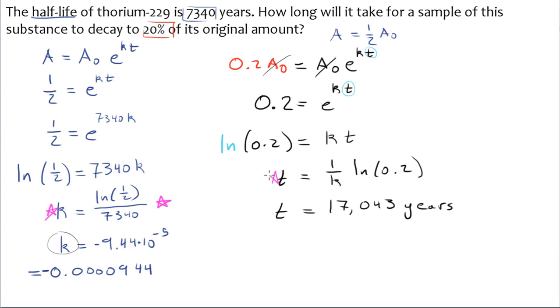What was important here was that we had this formulation to find k, and then a similar formulation to find t. We started both of them with this exponential model: A is equal to A naught e to the kt. Awesome. Remember this model. Next time we'll do more.